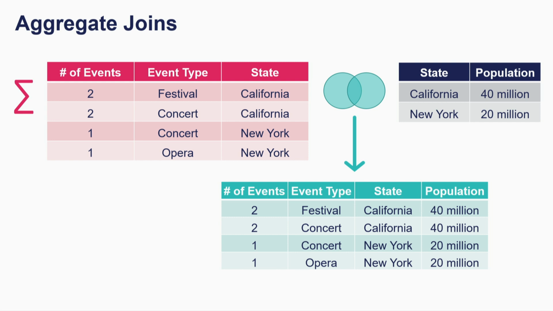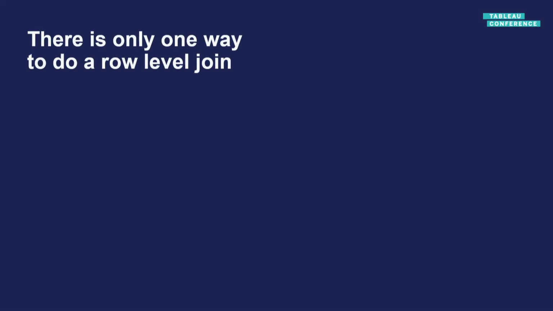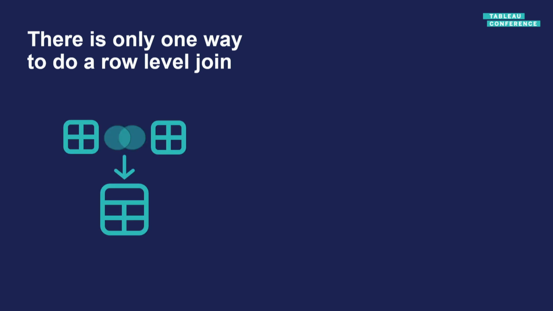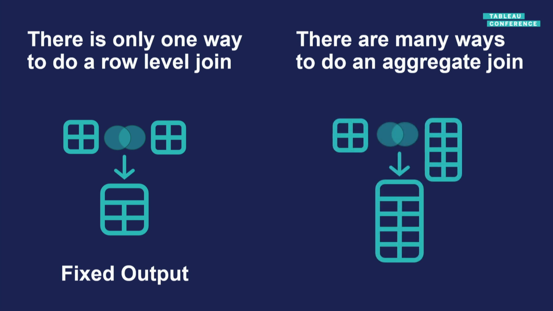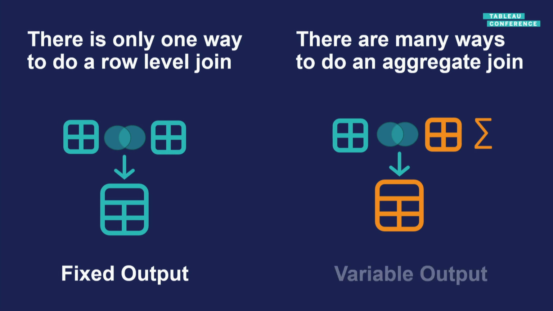All right, so there's one really fundamental concept that I want to get across with this example, that's going to drive a lot of the changes that you're going to see with Tableau's data model enhancements. With row-level joins, there is only one way to perform the row-level join. You take every row in this table and every row in this table and match them up. What that means is that a row-level join is producing a fixed output. With aggregate joins, as you've just seen with those two different types of aggregations, there's many different ways that you can aggregate the data, which means that the output table you're producing from an aggregate join is variable.